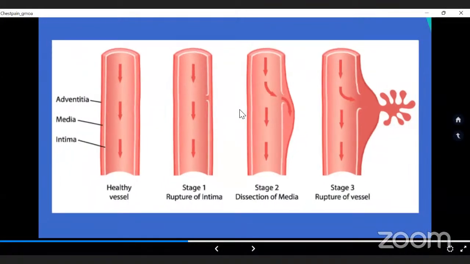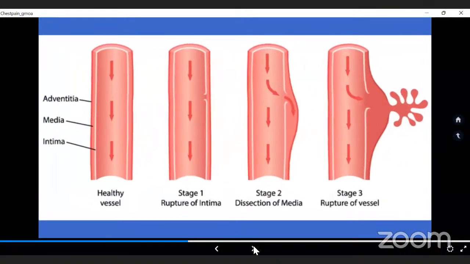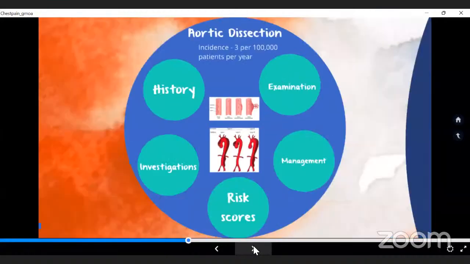Right? How do they present? How do they present? Again, history.